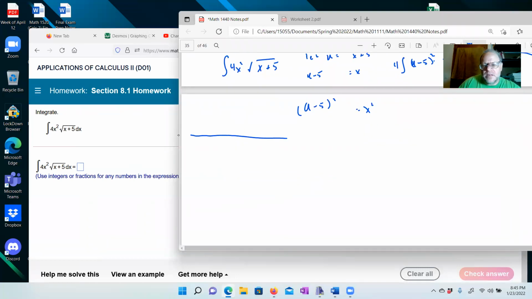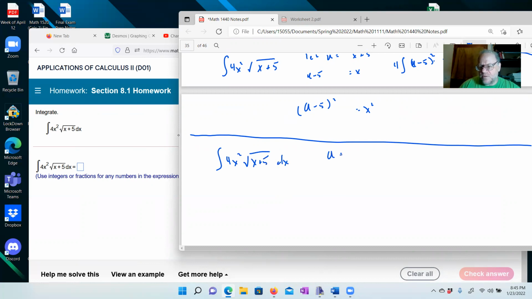So in this one, we have the integral of 4x squared root x plus 5 all dx. So we're going to have u equals and dv equals. Well, this one is kind of a pain to differentiate or integrate. But this would be x plus 5, and if I take the derivative, we have 1/2 x plus 5 to the negative 1/2. I don't want to deal with that in my du. It's just going to get uglier and uglier. It's going to stay as a fraction.